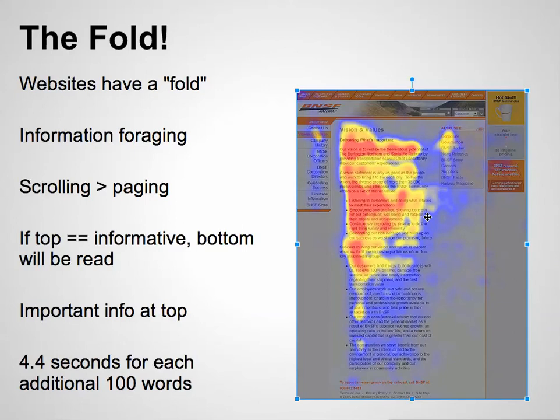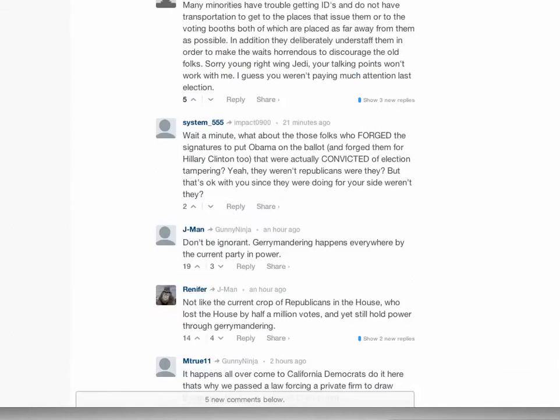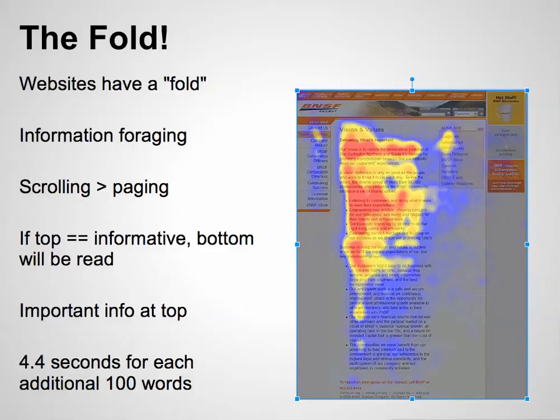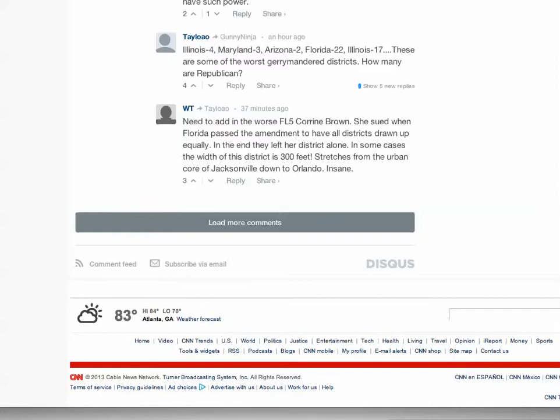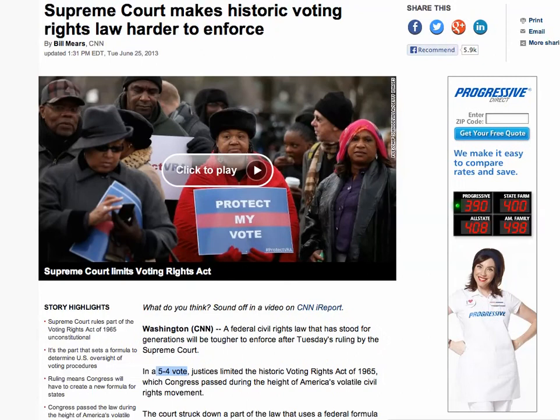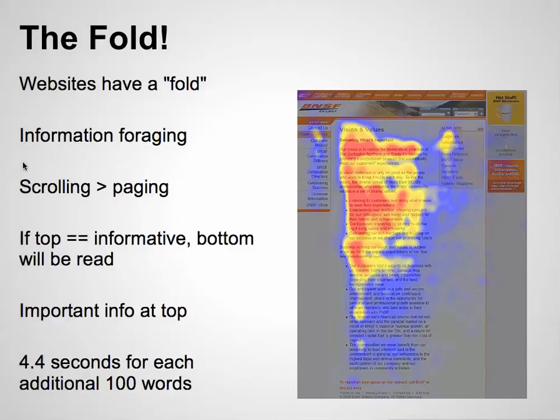Scrolling is always better than paging. People can scroll all day long like this. You don't want to separate into pages, which you probably won't on WordPress anyway because it's kind of a pain. So if the top is informative, the bottom is more likely to be read. If a person looks at this CNN article and they see this really informative top section with a headline, highlights, dateline, a little sentence here with more information, they're more likely to actually keep reading and scroll down.